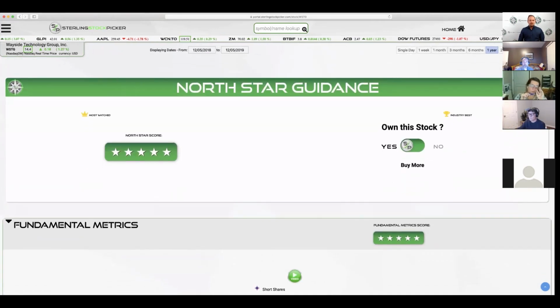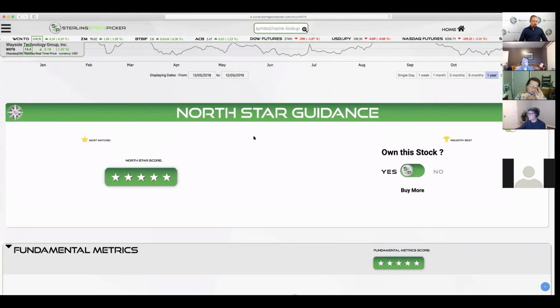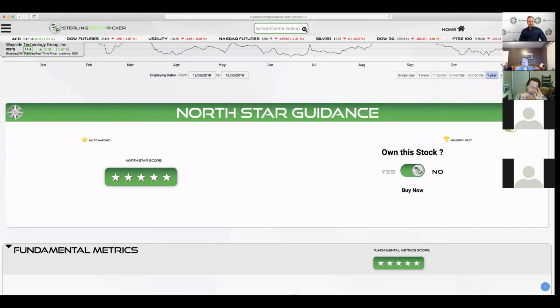And then what we've done is we've listed our final guidance rating right on the very top, underneath the chart. So if you don't have time to scroll down the page to look at all the other data, you can just go here and say, all right, either yes, you own this stock, or no, you don't. And if you don't, then we give you a very clear indicator to buy now.